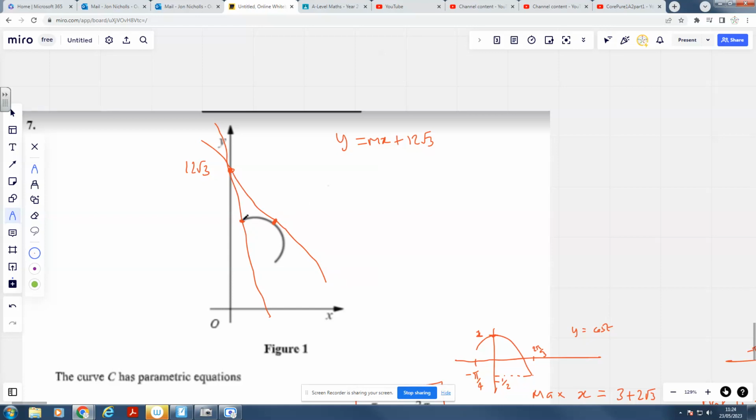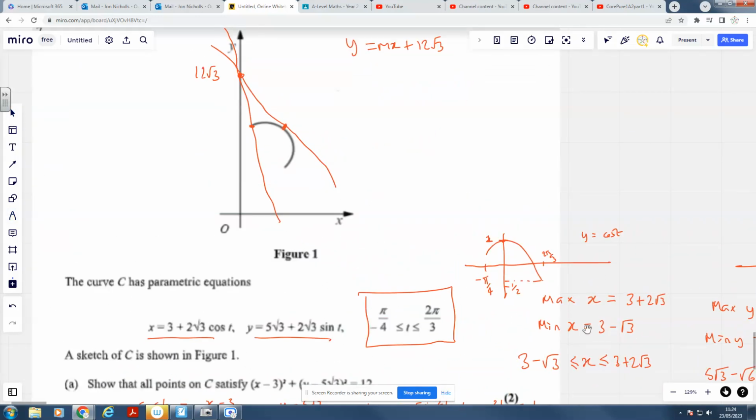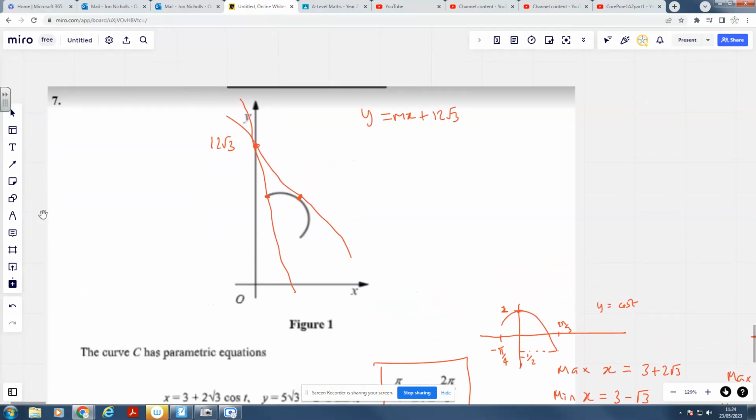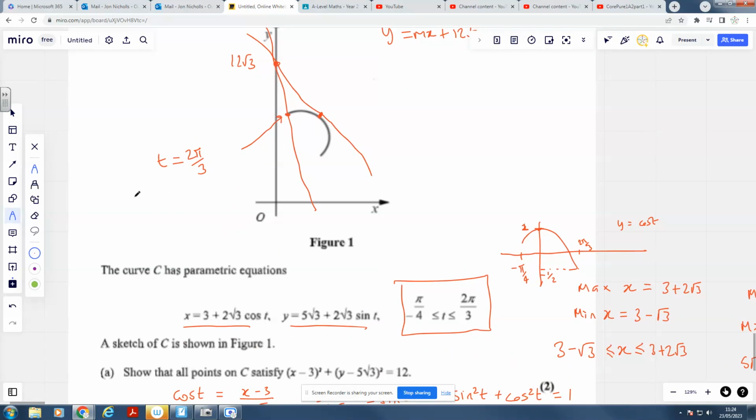Now, we can easily find this coordinate here because of the work we just did, yeah? The work we just did established the minimum value of x was 3 minus root 3. And I don't know if you remember, but that occurred when cosine was minus a half. In other words, when t was 2 pi over 3. In other words, at that point, t equals 2 pi over 3. Yeah? And so what I can do is work out the actual coordinate by plugging in t equals 2 pi over 3. We get the x as 3 minus root 3. We already know that. But we're not sure about the y yet.